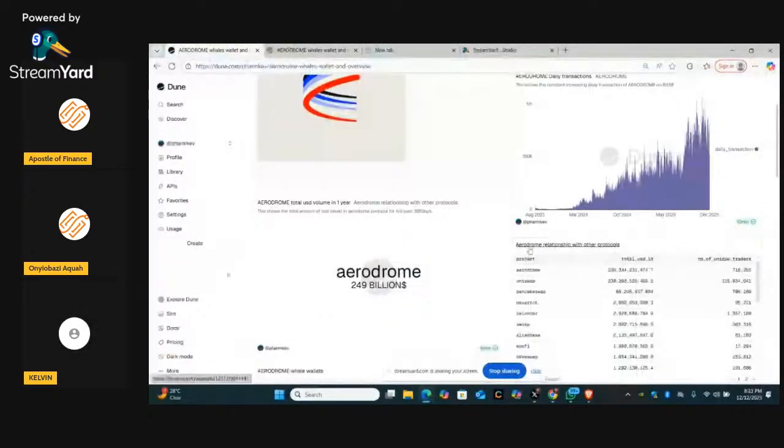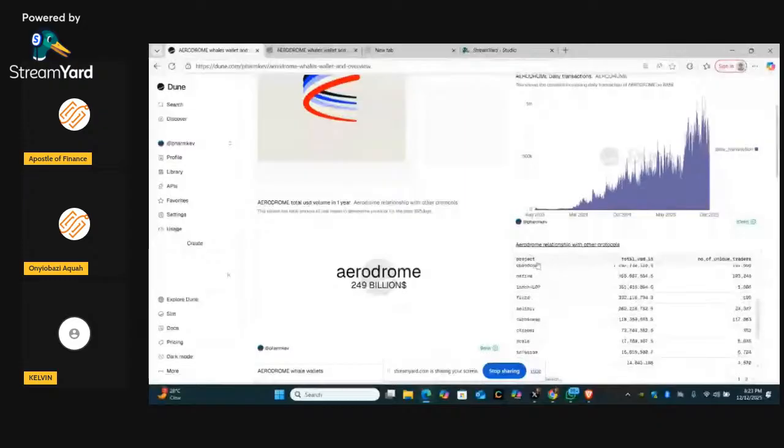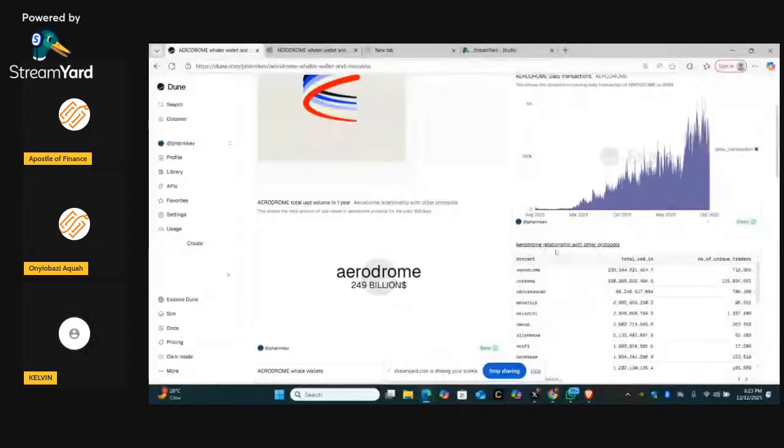Okay. So as I was saying, I wrote a query to bring out the projects, the DEXes that we can use to confirm that Aerodrome has been one of the top DEXes under the Base ecosystem. So this chart here showed that Aerodrome has been leading in the Base ecosystem.